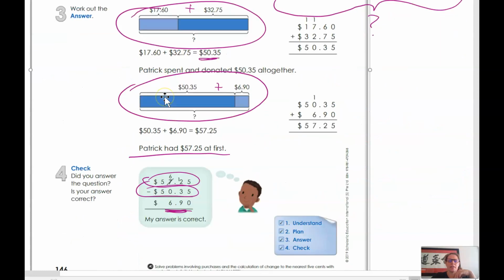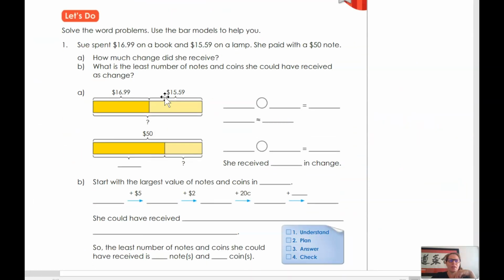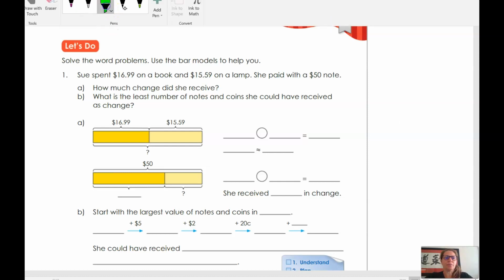Alrighty. Have we got one to do? All right, let's do this one. If you don't need me, you pause me, you stop me, and you go and do your work by yourself and put your hand up if you need help. But for everyone else, let's do the first one together. So I'm going to get a highlighter.